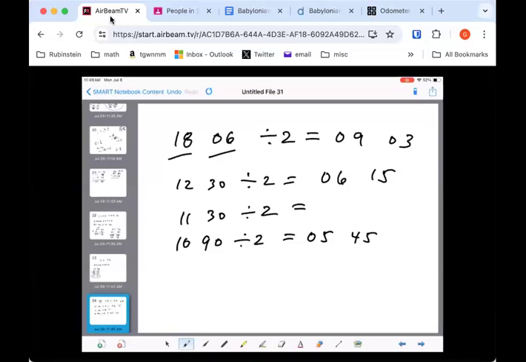I'm not saying that's how they did it. I think they just had a good intuitive feel for 1130 divided by 2 being like 5.5. I shouldn't say how they did it. This is how I like to do it.